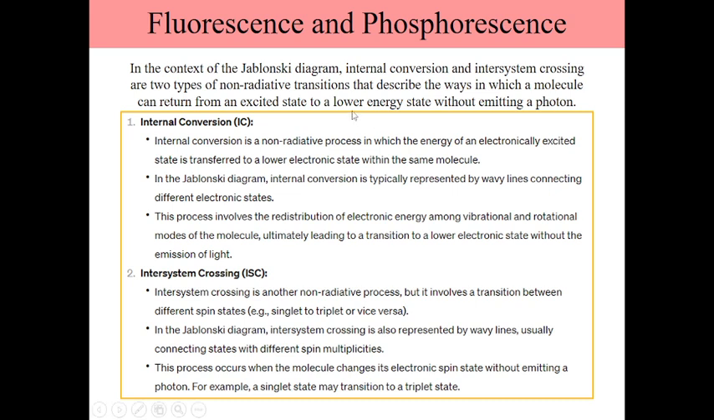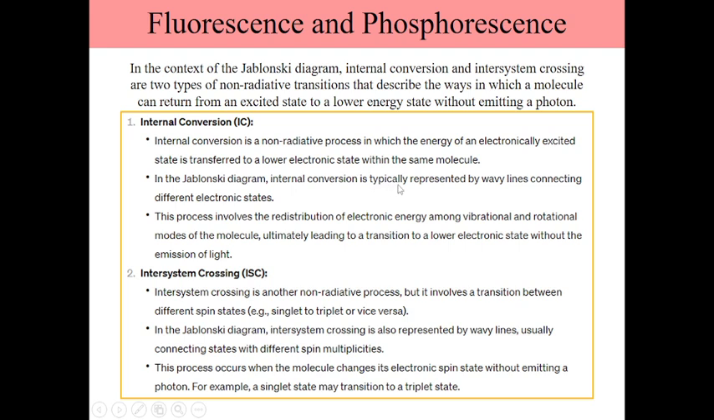So fluorescence and phosphorescence. In the context of the Jablonski diagram, internal conversion and intersystem crossing are two different types of non-radiative transitions that describe the ways in which a molecule can return from an excited state to a lower energy state without emitting a photon. So internal conversion, look at this. This is a type of non-radiative decay in which the energy of an electronically excited state is transferred to a lower electronic state within the same molecule.